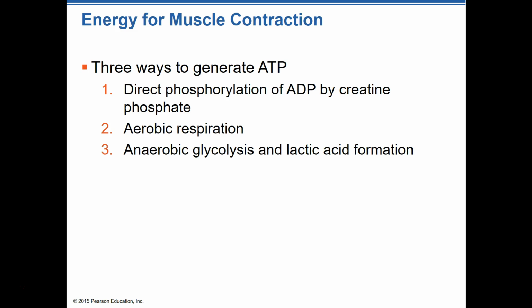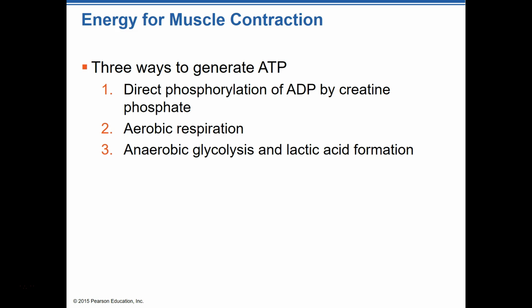The first one is through direct phosphorylation, and that's where it uses creatine phosphate that's stored within the muscle cells themselves. It's a stored version of ATP that the muscles can utilize. Remember, that's going to be short-lived. It's not going to be able to use that for a long period of time. The other one, the best one, is aerobic respiration. This is the one where we take oxygen into our body and it runs the Krebs cycle, or the citric acid cycle. And the last one is anaerobic glycolysis and lactic acid formation.